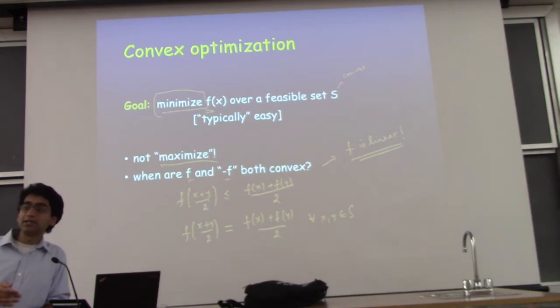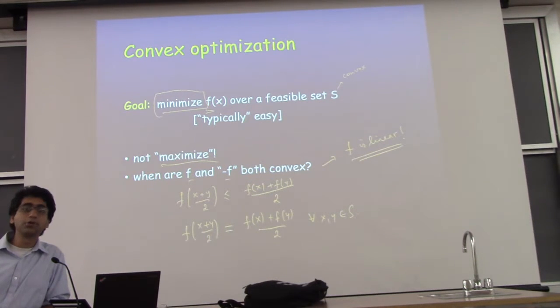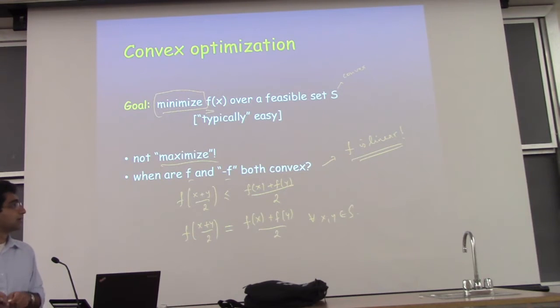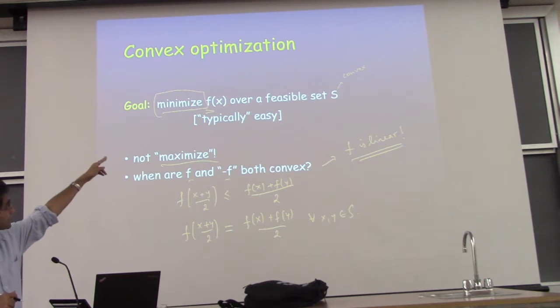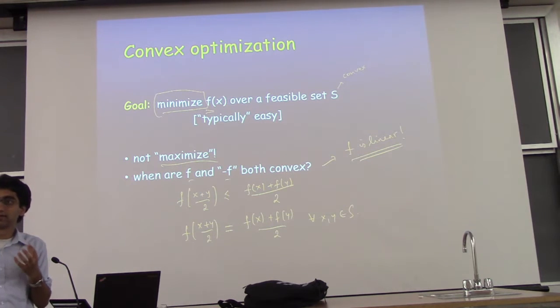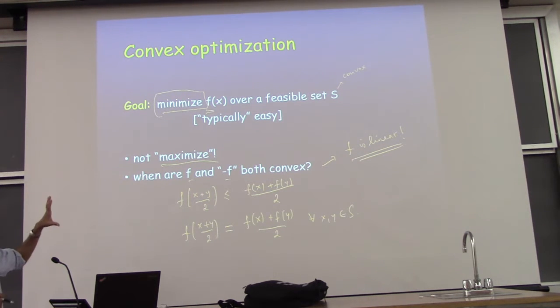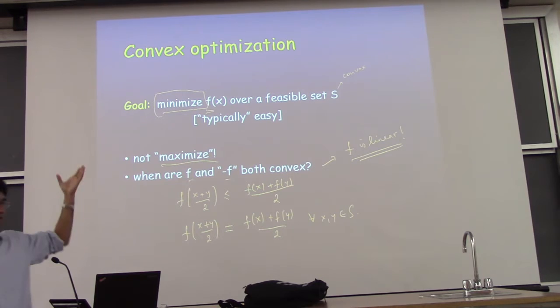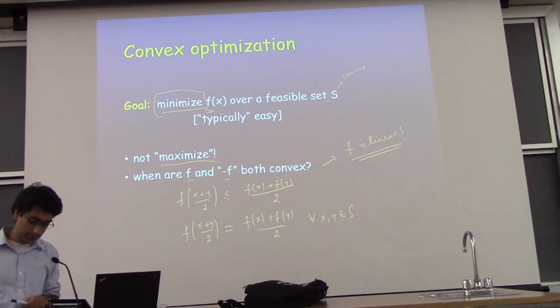So the thing to remember is, if you have a linear function, then you can do both minimization and maximization over convex sets. But if you have just a convex objective, then you can just minimize it over the convex set. This is good to remember, good to keep in mind.